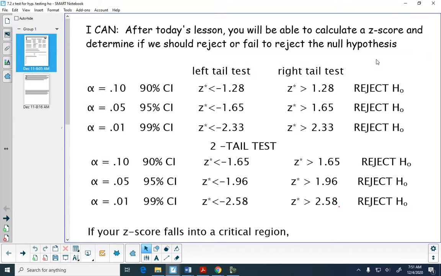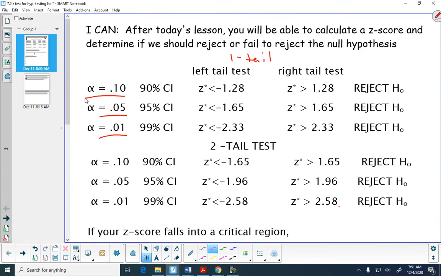What we have here at the beginning of the notes is you'll be given an alpha value within the problem. The alpha values are typically 0.1, 0.05, or 0.01. Okay, we have a one-tailed test where we look at a left tail and we look at our right tail. We determined that the other day.